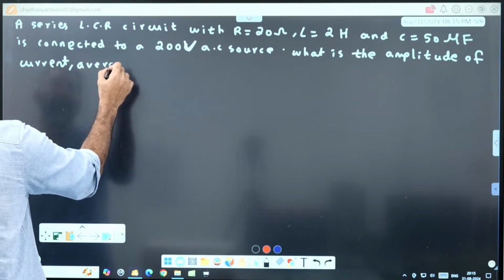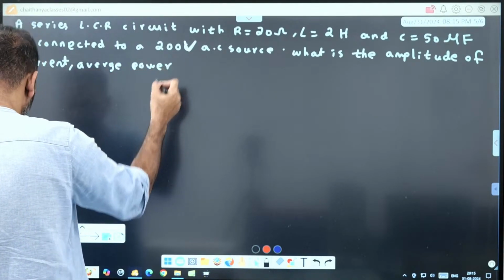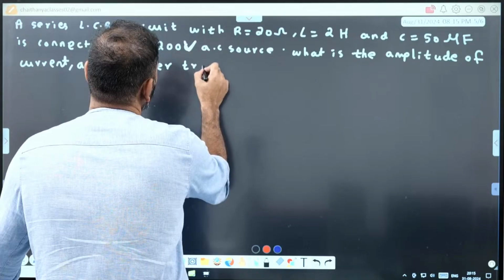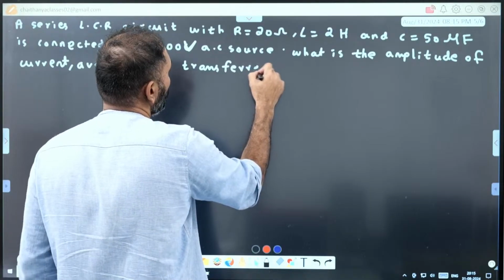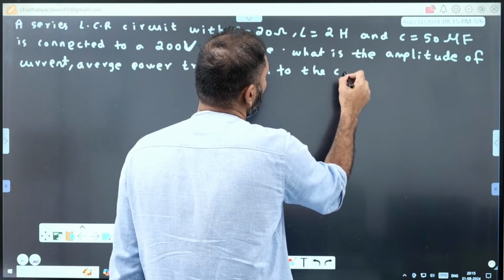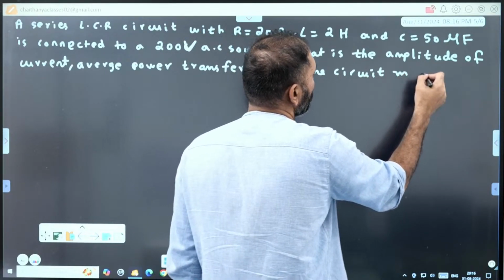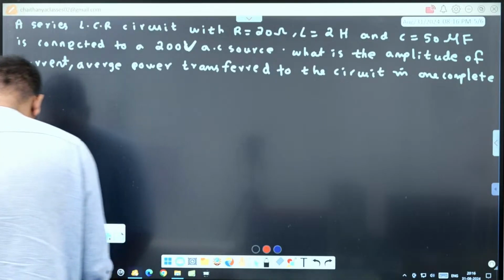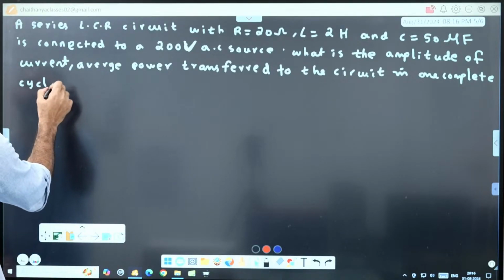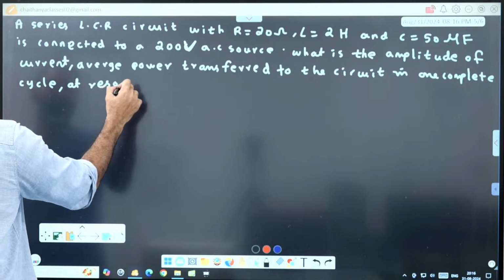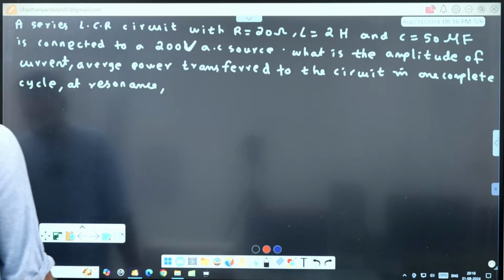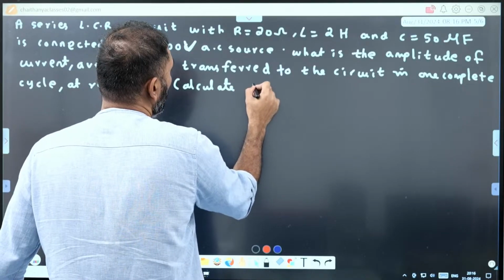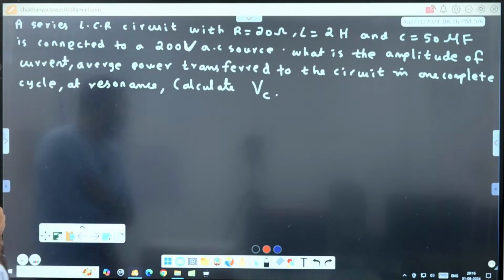Average power transferred to the circuit in one complete cycle, at resonance. Then what we have to find out? Calculate the potential drop across the capacitor, V suffix C.